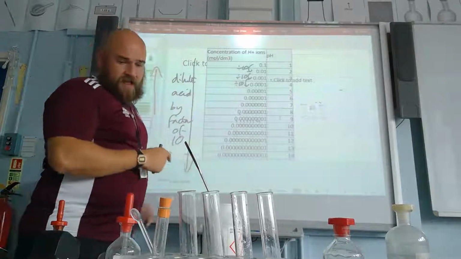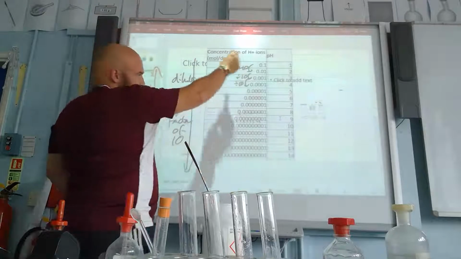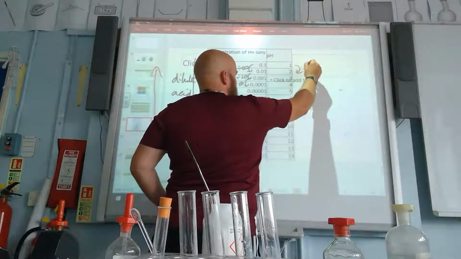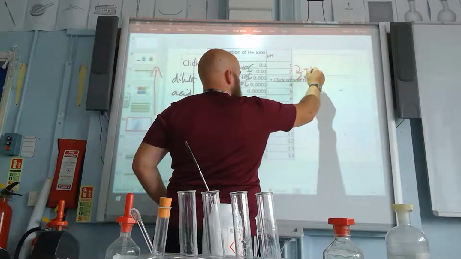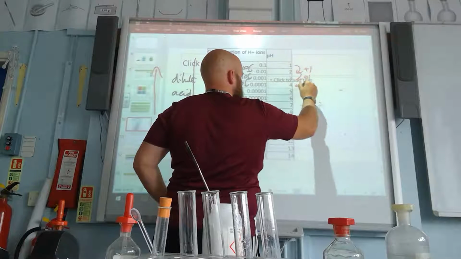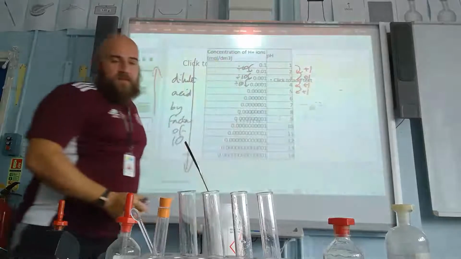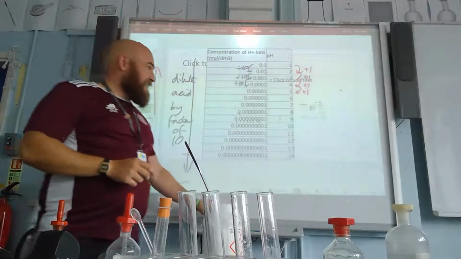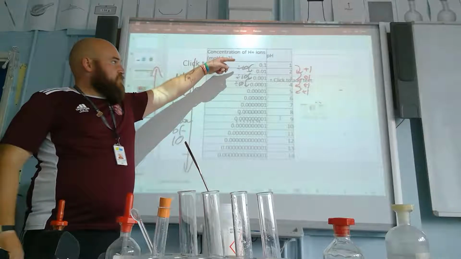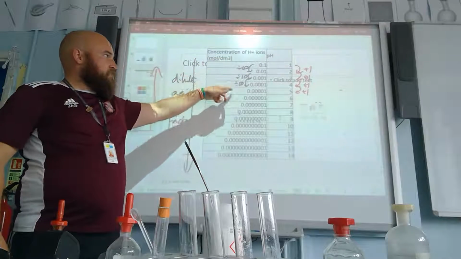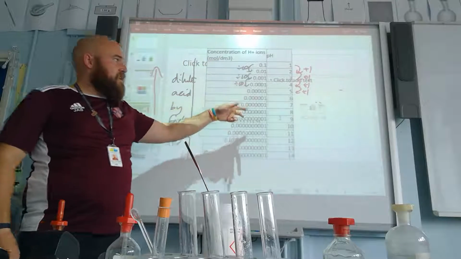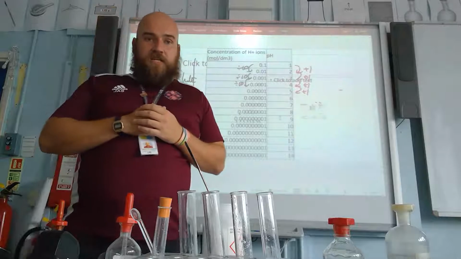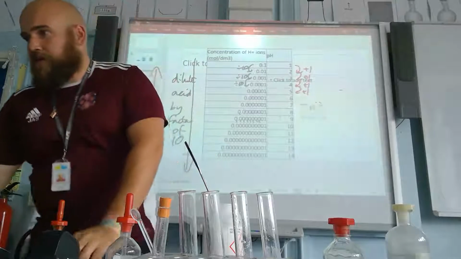As you dilute by a factor of 10, the pH goes up by 1, plus 1, plus 1, plus 1, plus 1. So there's a really niche relationship there. As you dilute by a factor of 10, so as you divide the concentration by 10, the pH goes up by a value of 1 each time.